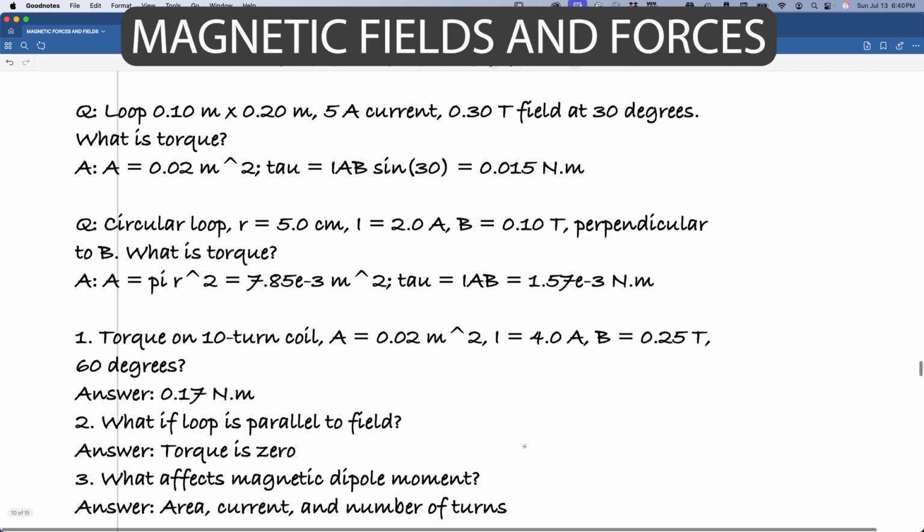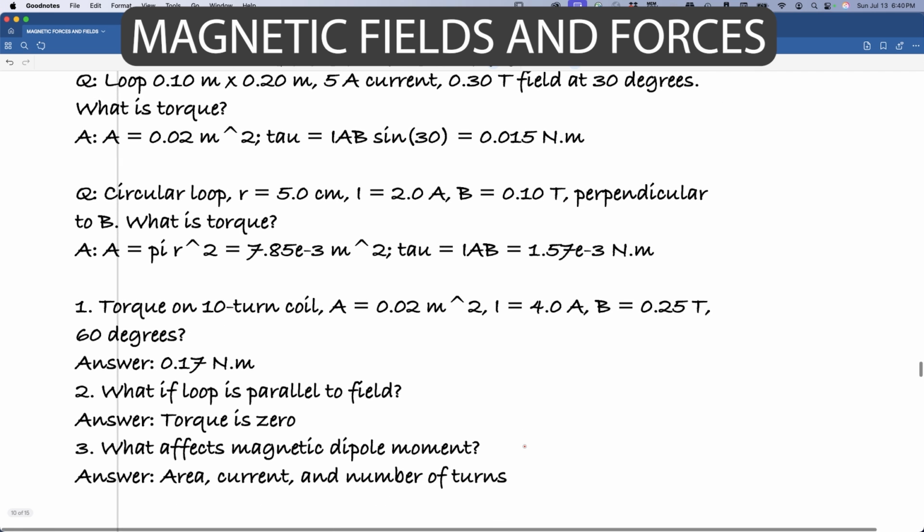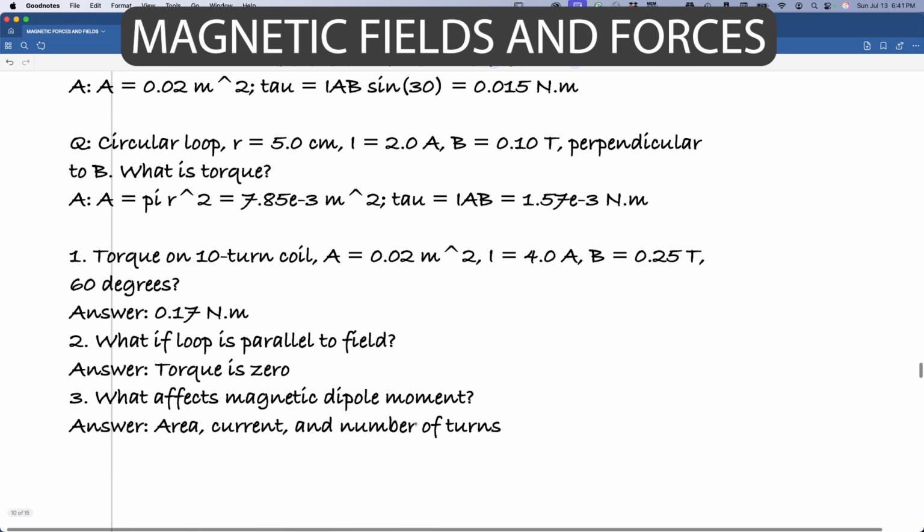All right, another one at 60 degrees. What if the loop is parallel to the field? Well, then the torque is 0. What are the factors that affect the magnetic dipole moment? Of course, area, current, number of turns. Because dipole moment is NIA.